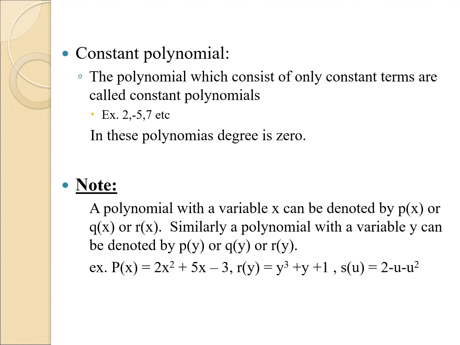Now what is a constant polynomial? A polynomial which consists of only constant terms is called a constant polynomial. Right now we discussed some of the constant polynomials here. Examples are given: 2 is a constant term. There is no variable mentioned, so this is called a constant polynomial. There is only one term. Then minus 5 is one more example. Then 7 is also an example of a constant polynomial.